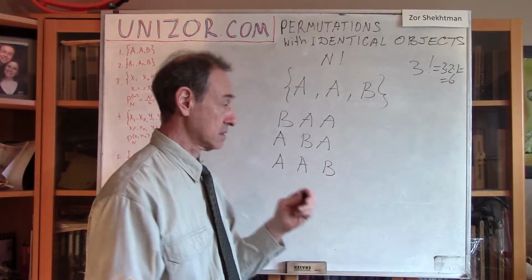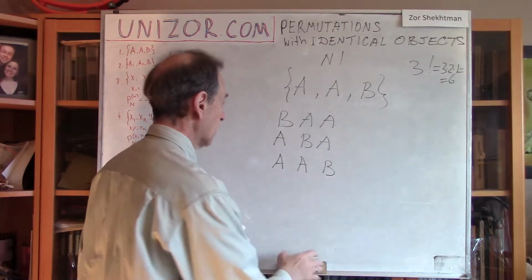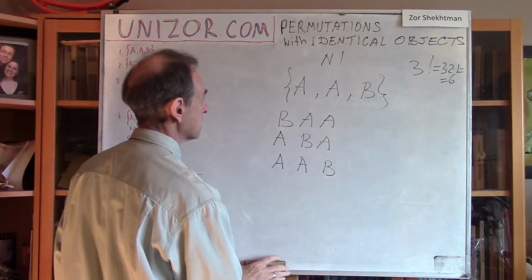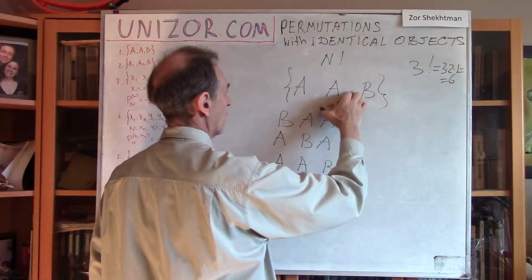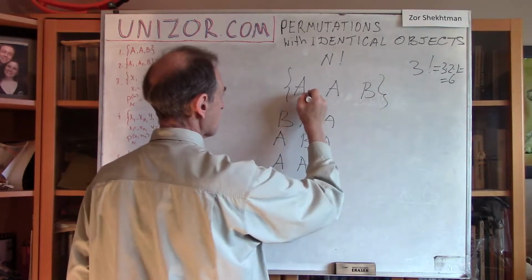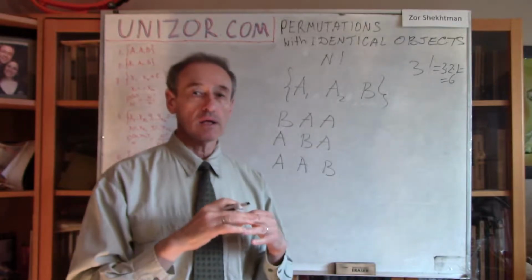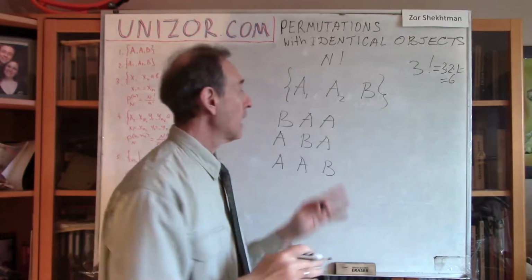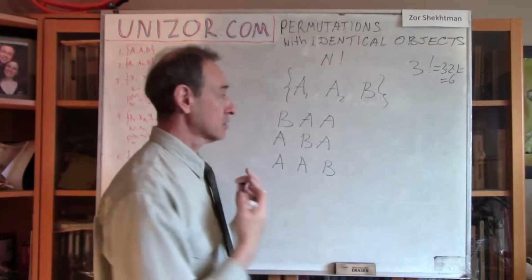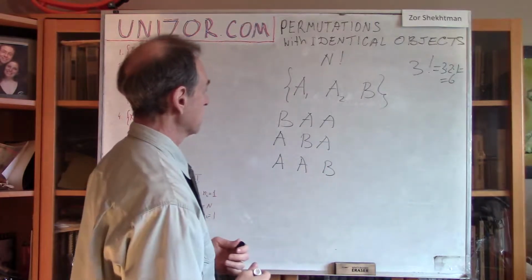Now, why? Let's just think about it. Well, the answer is quite simple, and to illustrate it, let me do it with a slight twist. I will still have A, A and B, but I will put indices here, A1 and A2. A1 and A2 are indistinguishable from each other. I just put these indices to distinguish them on the board to explain what I exactly mean.